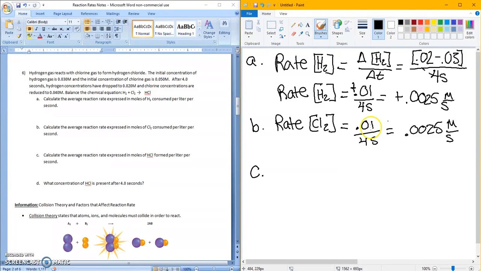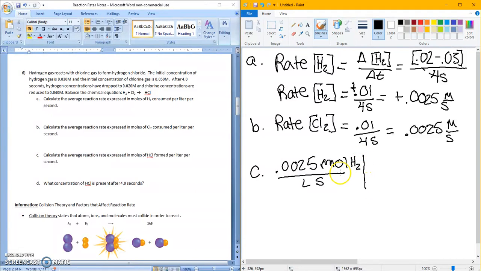I know that for hydrogen and chlorine, I go 0.0025 molarity per second. Well, what is my HCl? This is where your dimensional analysis comes in. I know that it takes 0.0025 moles, that's an M, per liter per second, correct? That's how much we're using up of hydrogen.